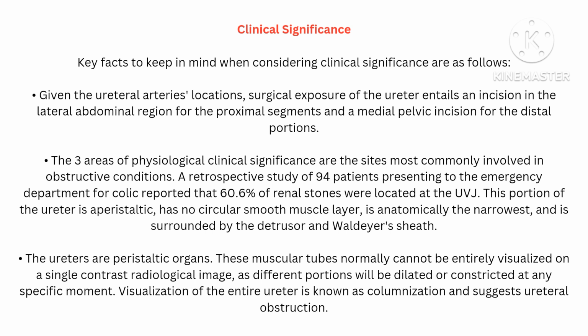The ureters are peristaltic organs. These muscular tubes normally cannot be entirely visualized on a single contrast radiological image, as different portions will be dilated or constricted at any specific moment. Visualization of the entire ureter is known as columnization and suggests ureteral obstruction.